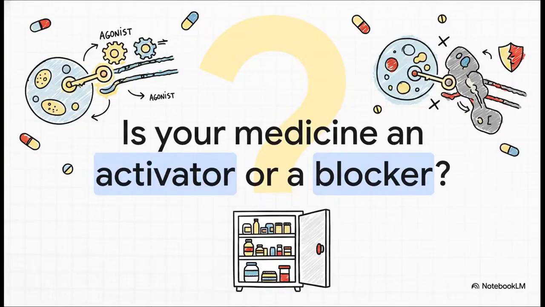And there you have it. We've tracked the keys, the locks, the activators, and the sneaky saboteurs that make up the whole foundation of cellular pharmacology. So I'm going to leave you with a quick thought. The next time you open your medicine cabinet, will you know if you're taking an agonist activator or an antagonist blocker? Think about it.